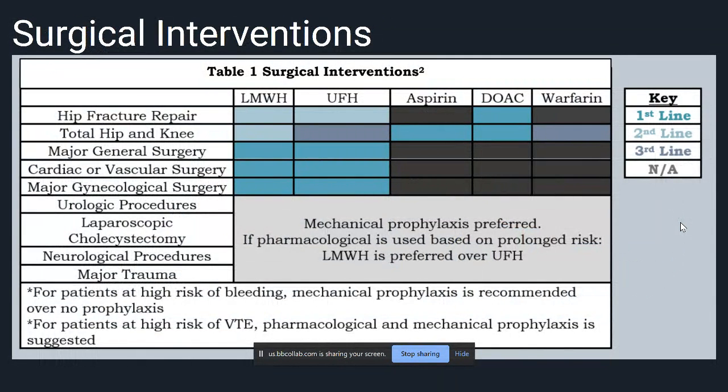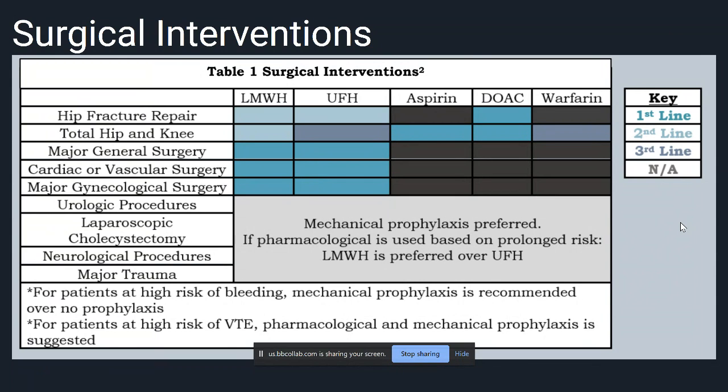Now let's dive into the treatments used for various surgical interventions. For hip fracture repair, your first-line agents would be a DOAC, or direct oral anticoagulant. Your second-line agent would be low molecular weight heparin, like enoxaparin, or unfractionated heparin. For total hip and knee, your first-line agents are aspirin or DOAC. Your second-line agent is low molecular weight heparin, and your third-line agent is unfractionated heparin or warfarin.